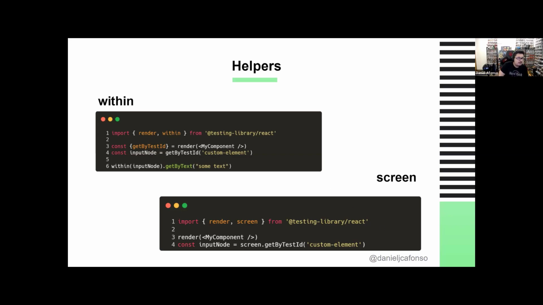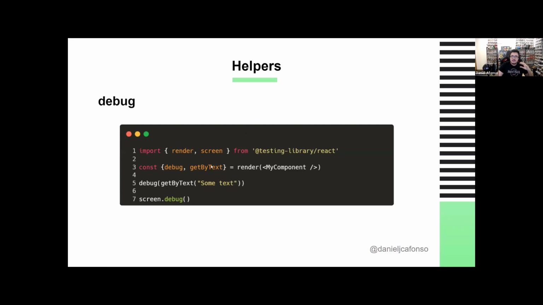Another thing that has become very useful is the screen object. The screen is a reference to the document body where your container is. So the screen allows you to run all the queries without having the need to destructure them from the render. It's pretty much convenience, but it depends on preferences. Some people prefer to destructure, some people prefer to use screen. It's up to you.